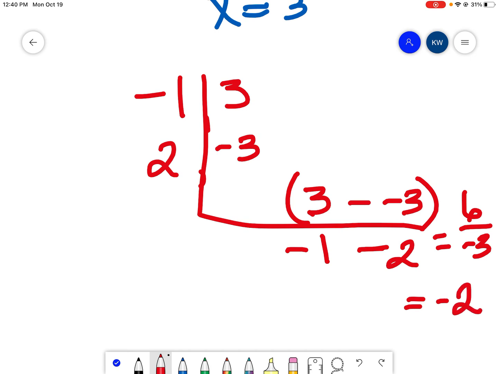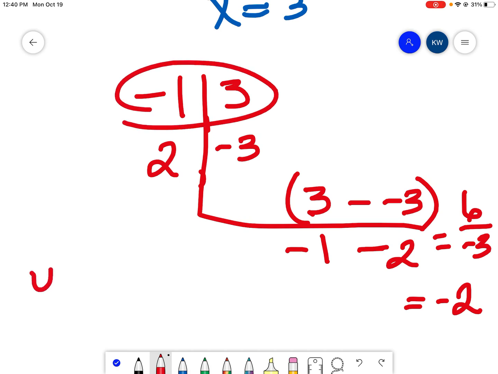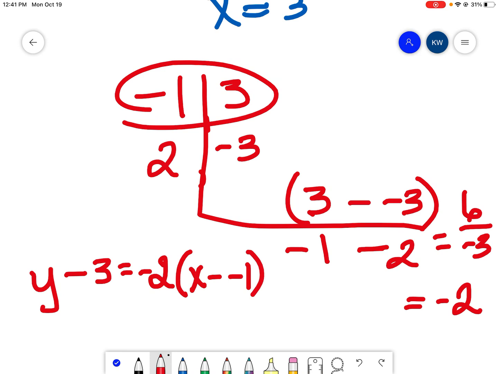So if you were to put this into an equation, you need to use one of these points and this slope. So y minus 3 equals -2 times x minus -1. This would be your final answer for the second set of questions.